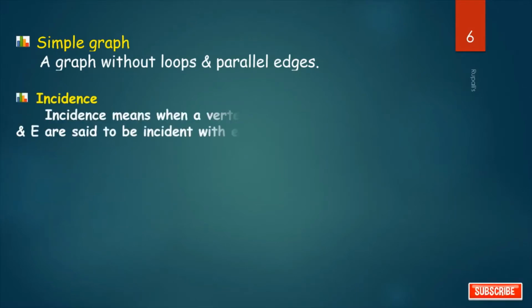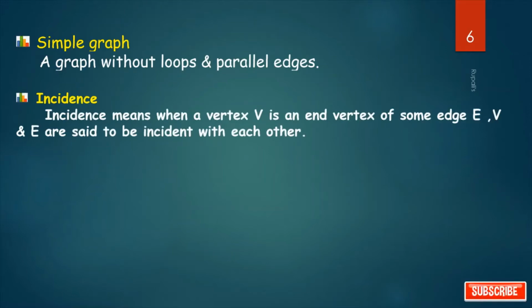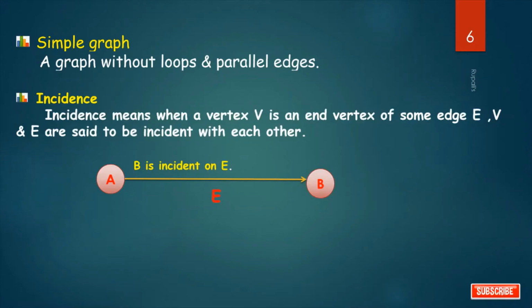Next, incidence. Incident means when a vertex V is an end vertex of some edge E, vertex V and E are said to be incident of each other. That is, when a vertex V, here in this case say vertex name is B, is an end vertex of some edge E, then we can say V and E are incident of each other. So we can write B is incident on E because B is the end vertex of the edge E.